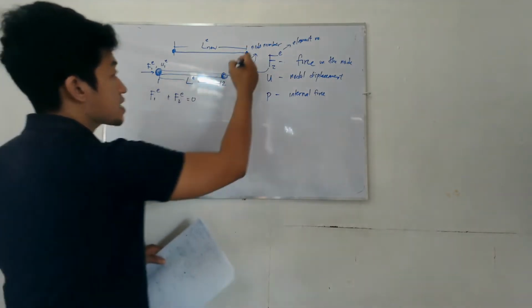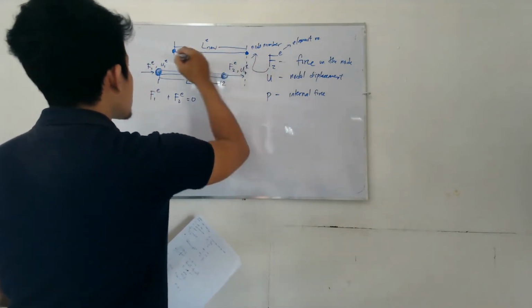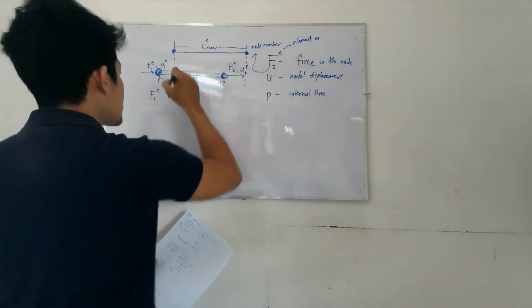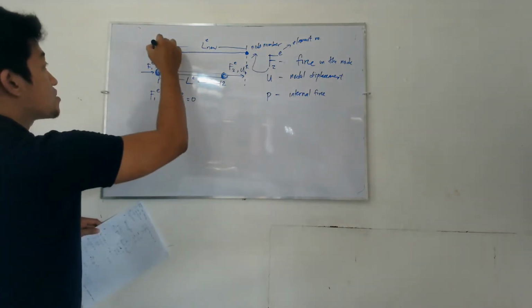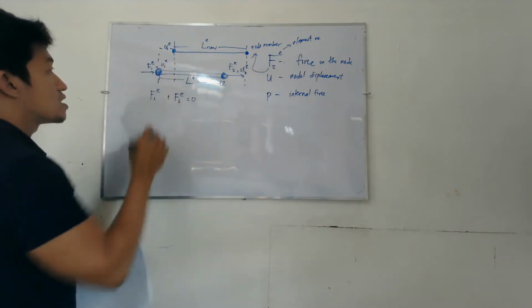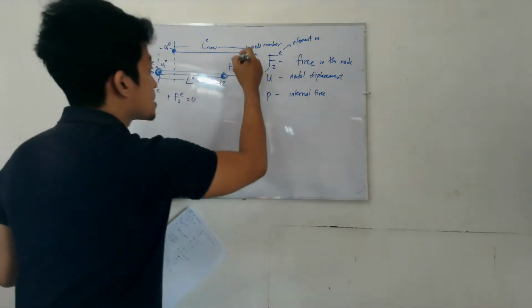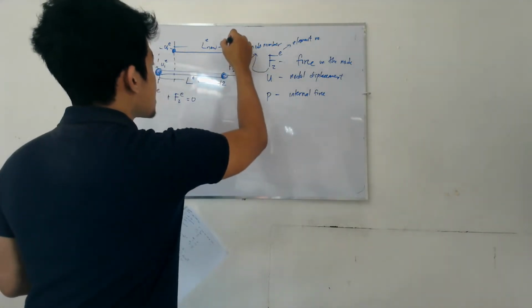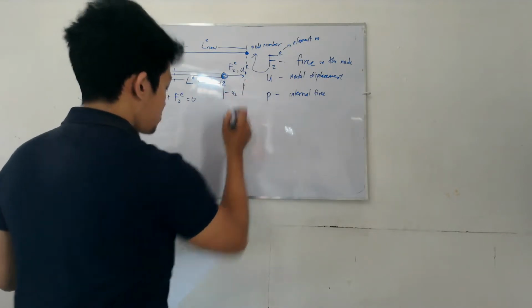So based on this, this is now your length, and this is the movement of your node 1, U1. And this one is U2.